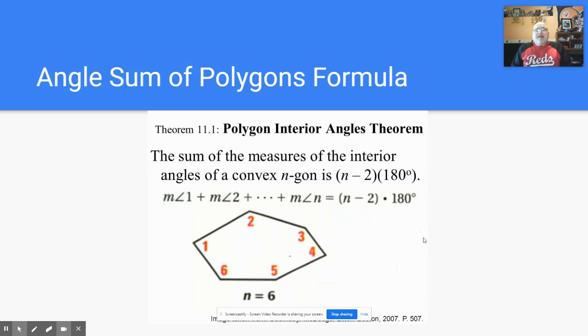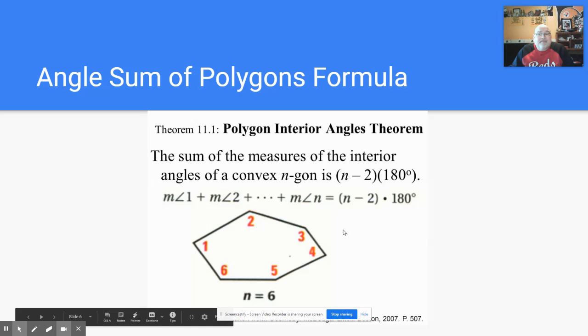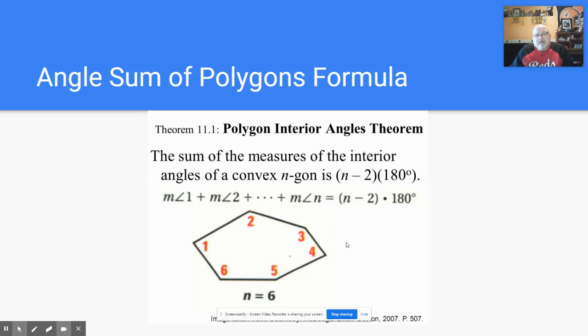That gets us to the polygon interior angles theorem. The sum of the measures of the interior angles of a convex n-gon, n meaning any number of sides that you wish, is n minus 2 times 180. So in this case, again, we have a hexagon here with 6 sides. So 6 minus 2 times 180, 720.